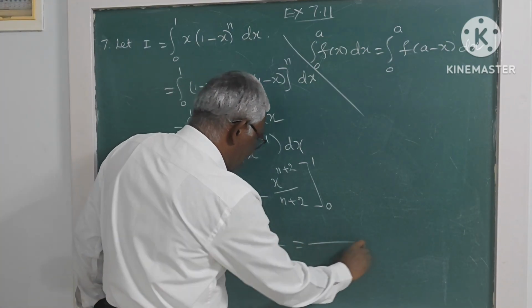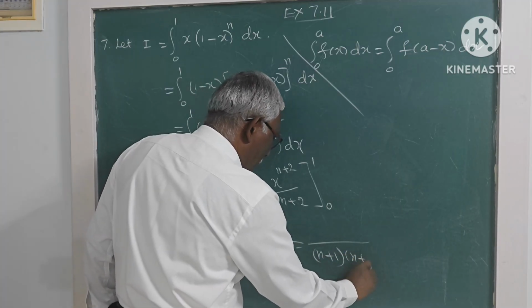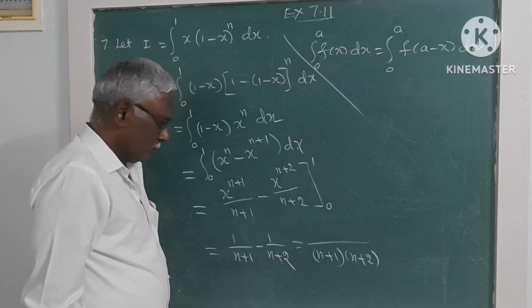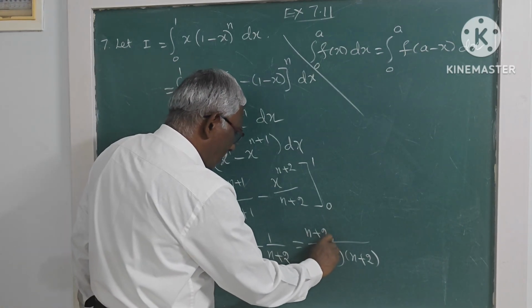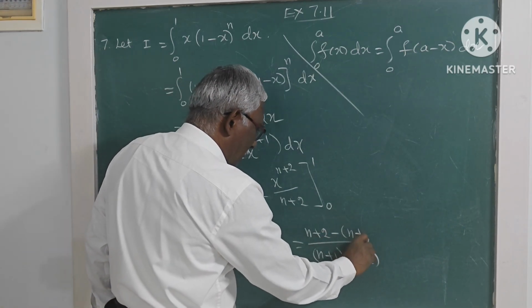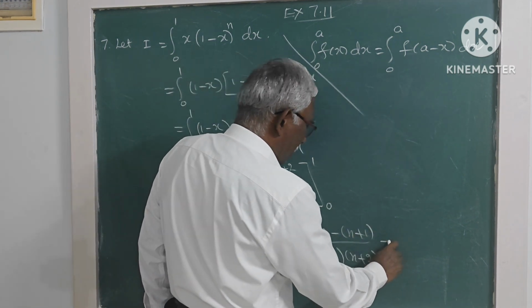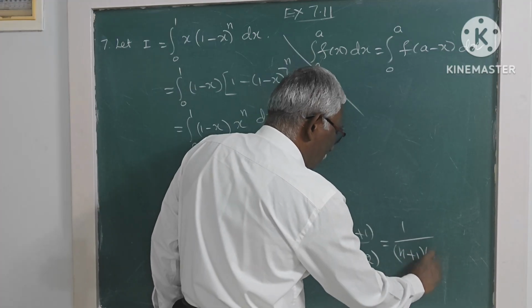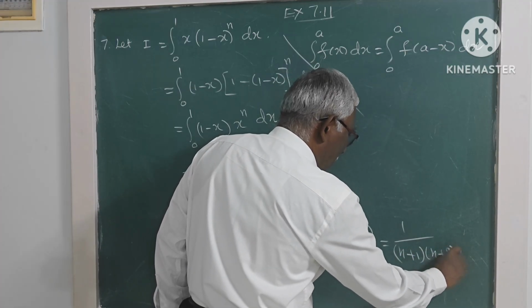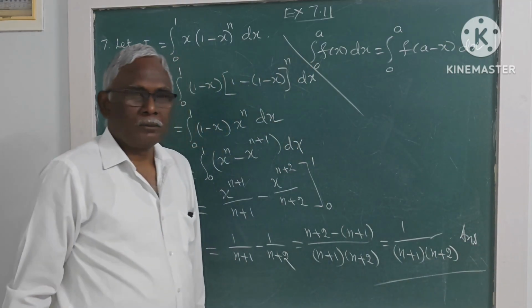So now we can take n plus 1 into n plus 2. So this becomes n plus 2 minus of n plus 1. So 2 minus 1. So this will be 1 by n plus 1 into n plus 2. So this is the answer.